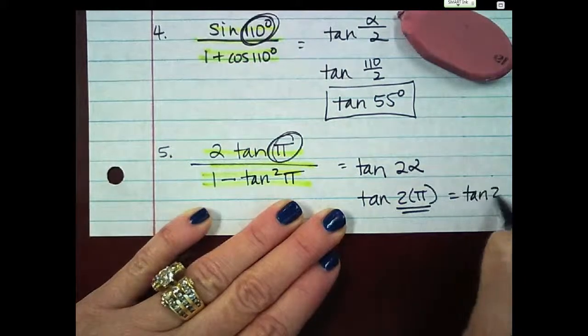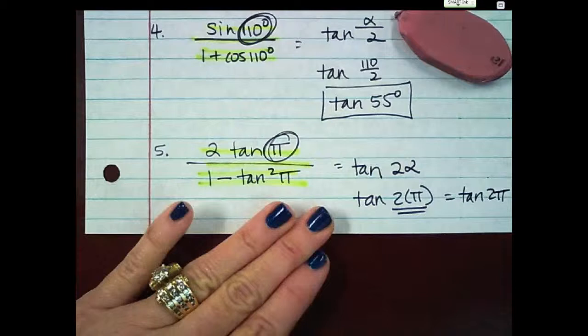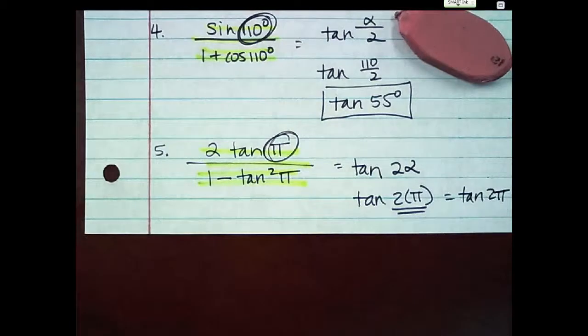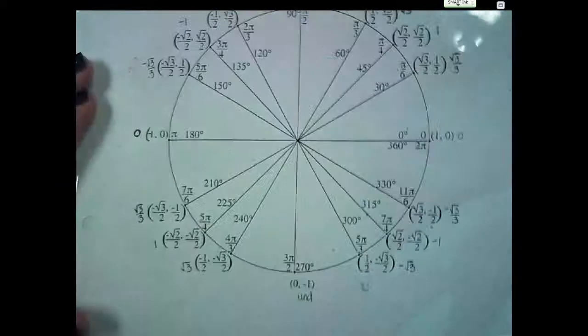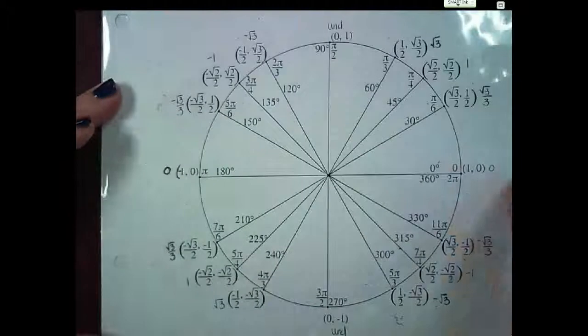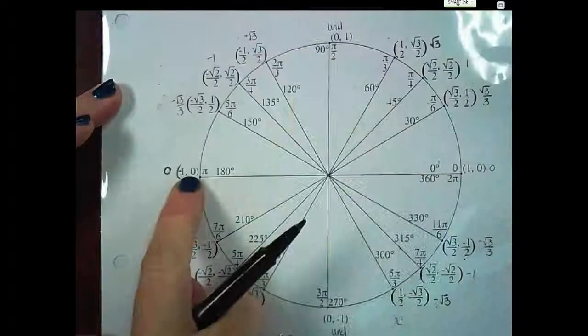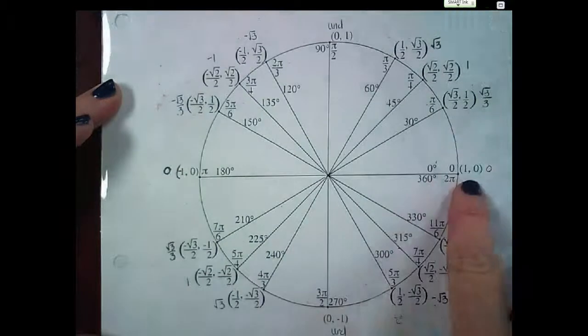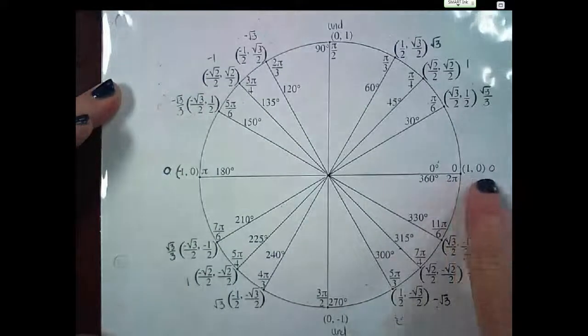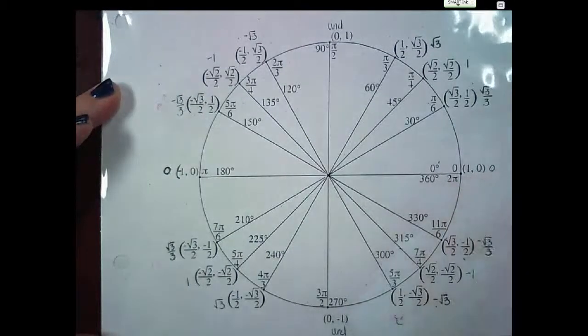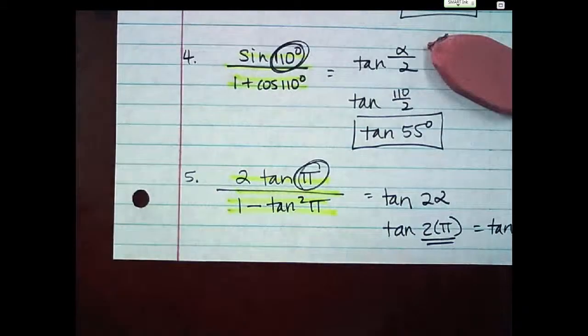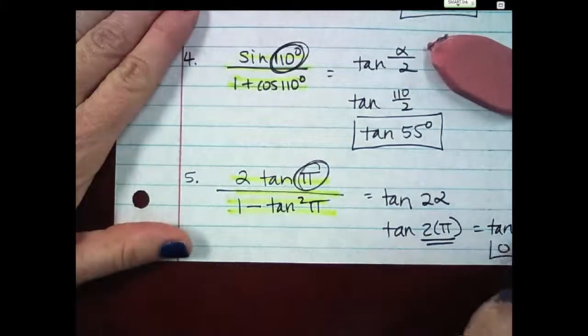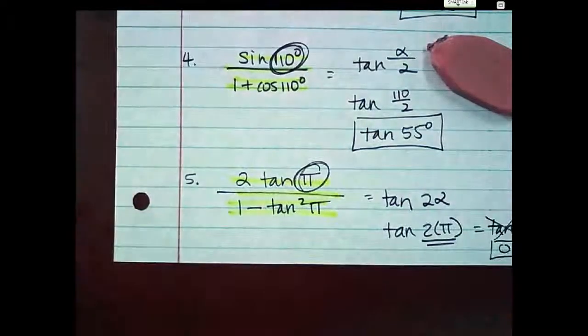So tangent of 2 pi. Is 2 pi on our unit circle? If you look at it for a second, here's your unit circle: we're at 0, pi over 2, pi, 3 pi over 2, and then all the way back to 2 pi. So 2 pi is on our unit circle, and tangent at 2 pi is 0. So the answer actually is 0. If you put tangent of 2 pi, you lose points. That's not all the way. You didn't go far enough.